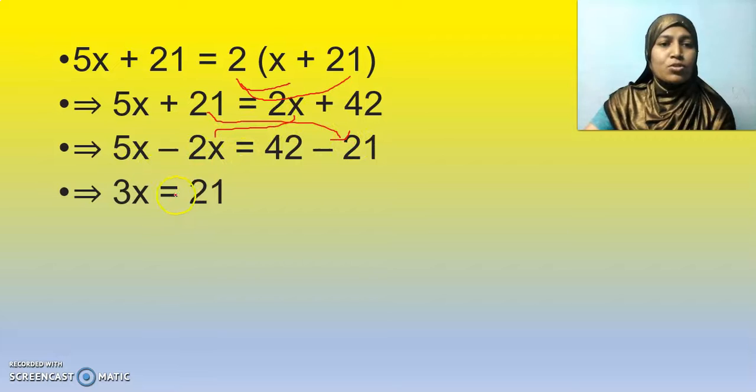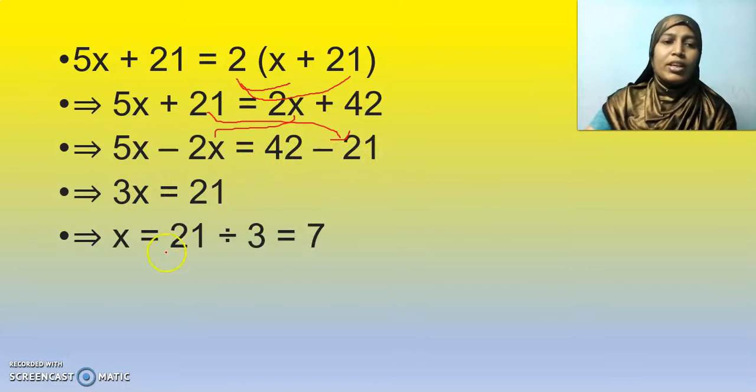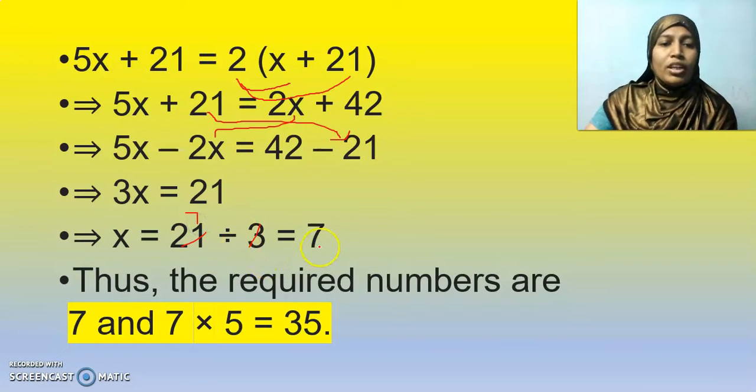So 5x minus 2x is 3x. 42 minus 21 is 21. So 3x is equal to 21. x is equal to 21 divided by 3. Cancel it. 7 3s are 21. I have got the number x to be 7, but it is not the final answer.